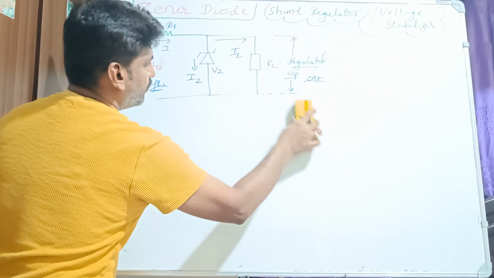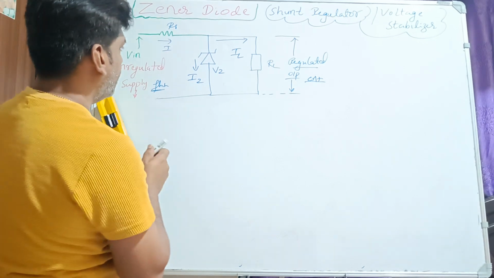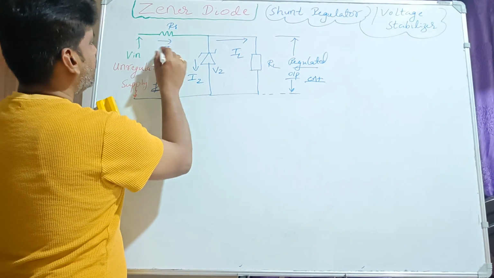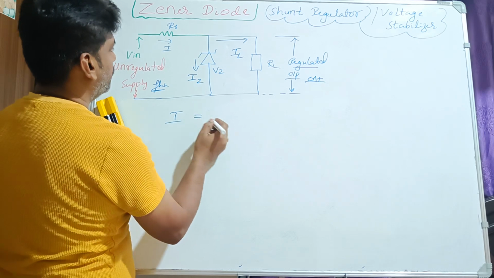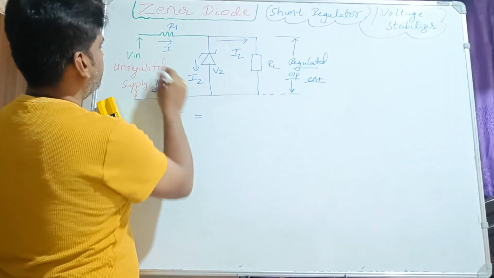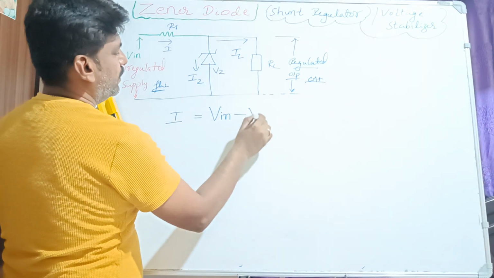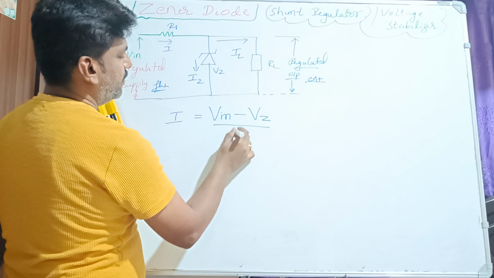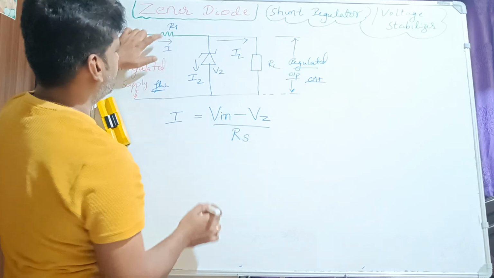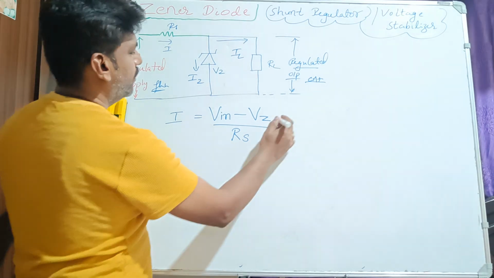Before that, we should write one formula. What is the formula we should write for the current now? So look at what is the current here. We can write the current I is equal to the input voltage Vin minus the voltage of this Zener diode, that is Vz, divided by R, yes, that is this, right? I equals Vin minus Vz divided by R. So what is this?